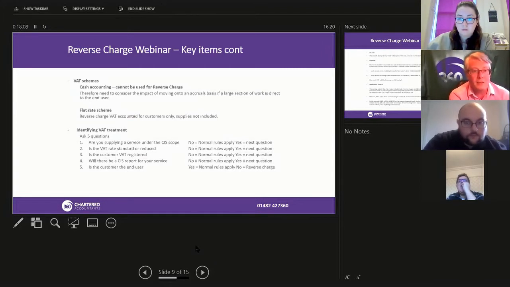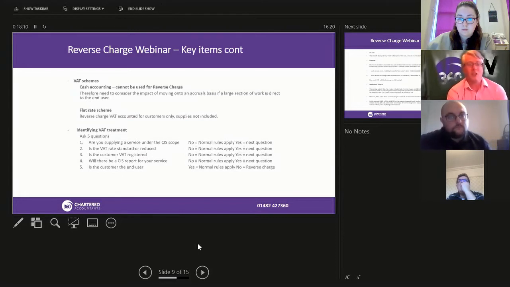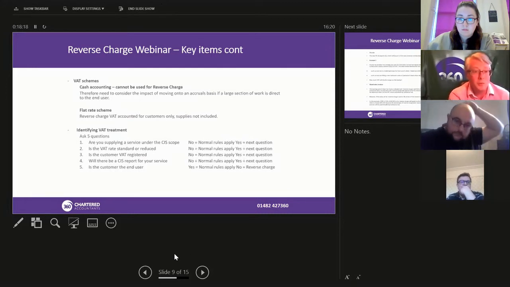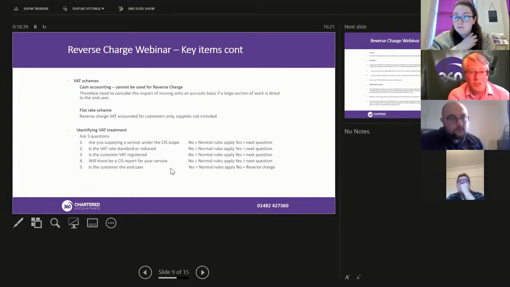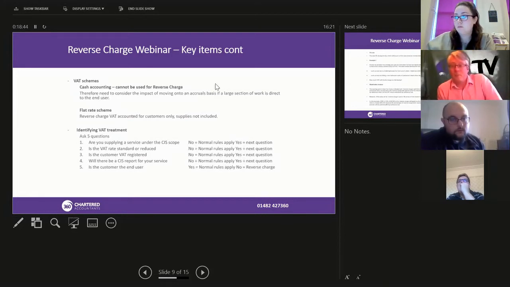Normally, identifying the VAT treatment can be answered by 5 questions. So ask the first 5 questions. Are you supplying a service under the CIS scope? If it's no, then normal rules apply. If it's yes, you move on to the next one. Is the VAT rate standard or reduced? Again, if the answer is no, then normal rules apply because it would be 0 rating outside of the scheme. Yes, next question. Is the customer VAT registered? Well, if no, then again, normal rules. Is it a CIS report? No, normal rules. Is the customer the end user? Yes, normal rules apply. No, then it falls within the reverse charge scheme.